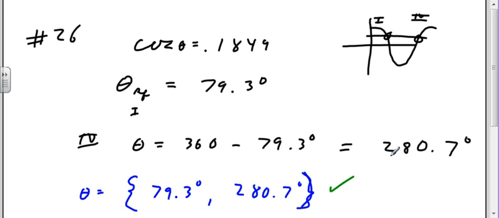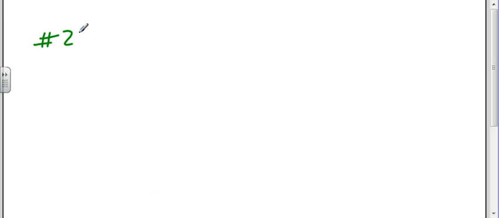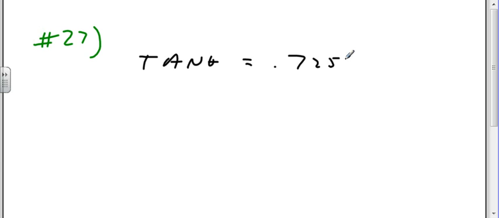Okay, I'm going to do the same thing for tangent. Number 27. The tangent of theta is 0.7250. So I'm going to go arc tangent of 0.7250. I don't necessarily have to put the 0 on my calculator. And I get that theta is 35.9. I recognize that as a first quadrant answer as my reference angle.